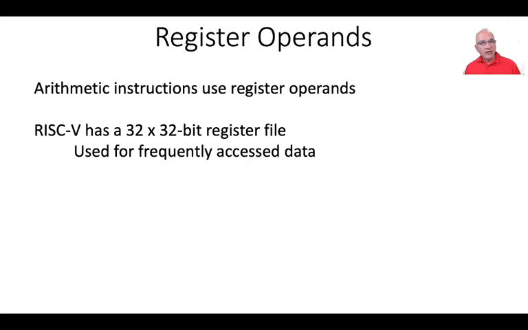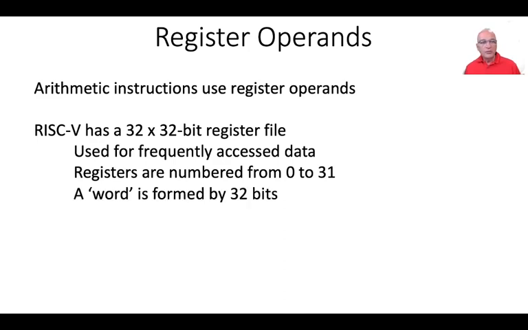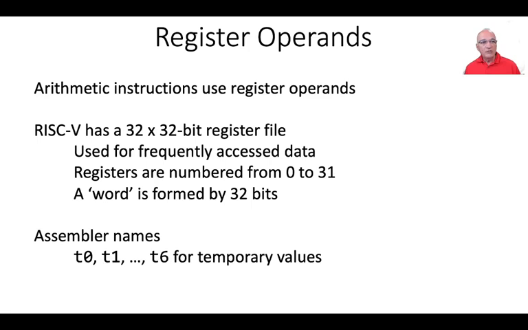So these registers should be used for frequently accessed data or for data that is very likely to be accessed in the near future. The registers are numbered from 0 to 31. And a word is formed by 32 bits, so each register contains a single word. And there are assembler names for these registers. T0, T1 to T6, for example, are used for temporary values. S0, S1 to S11 for saved variables, and there are other types of registers that we're going to learn in the next lectures.